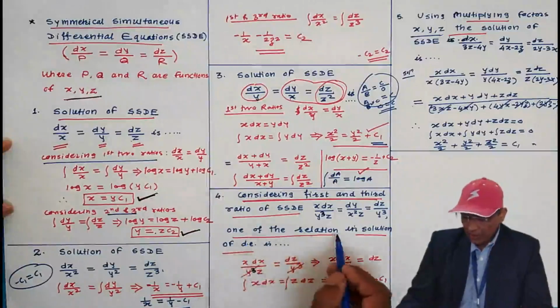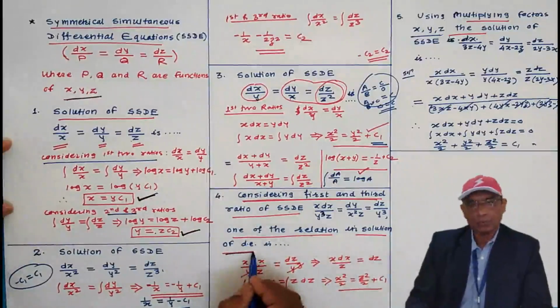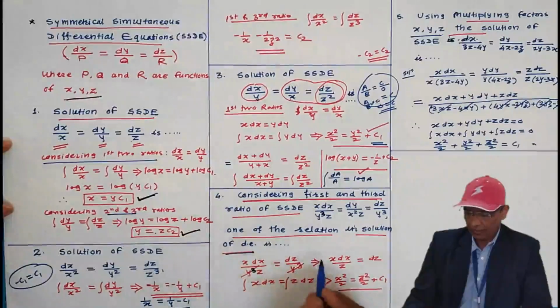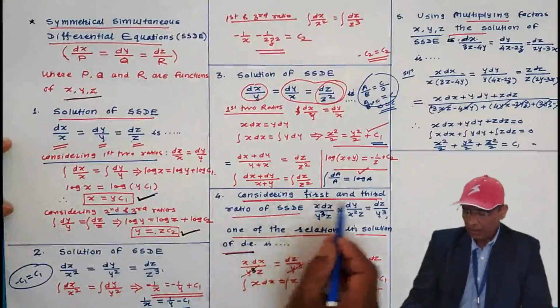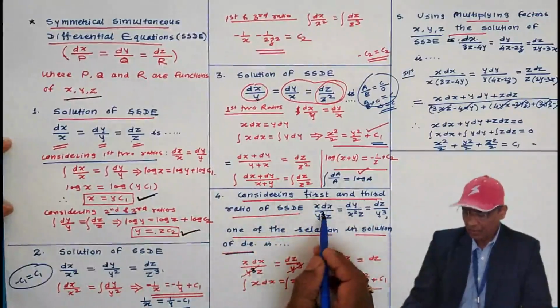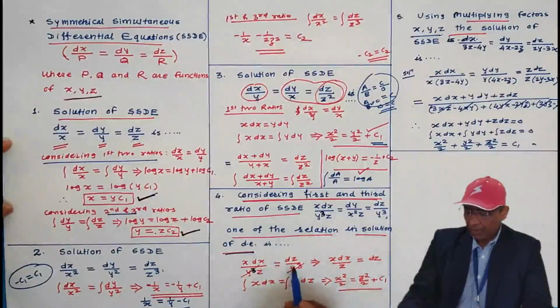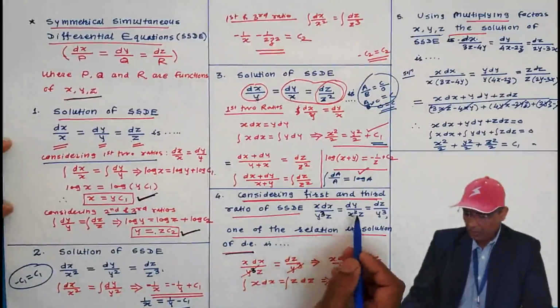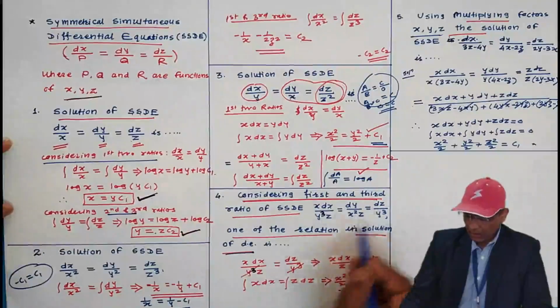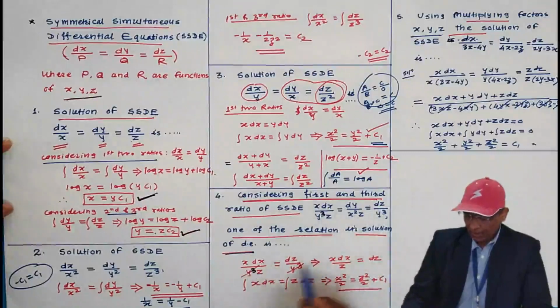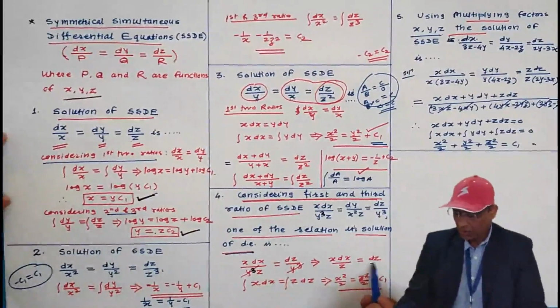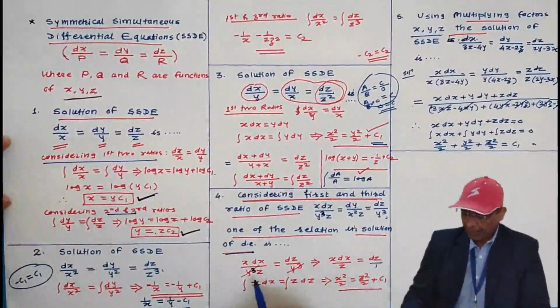One of the relations in the solution we have to find. One of the relations is the only one solution here. Considering first and third ratio. See, I am considering first and third ratio. Here y cube gets cancelled. Then x dx by z and dz by 1, because y cube gets cancelled.